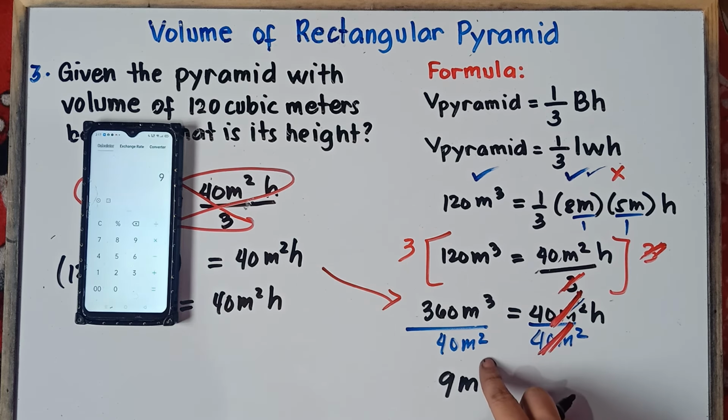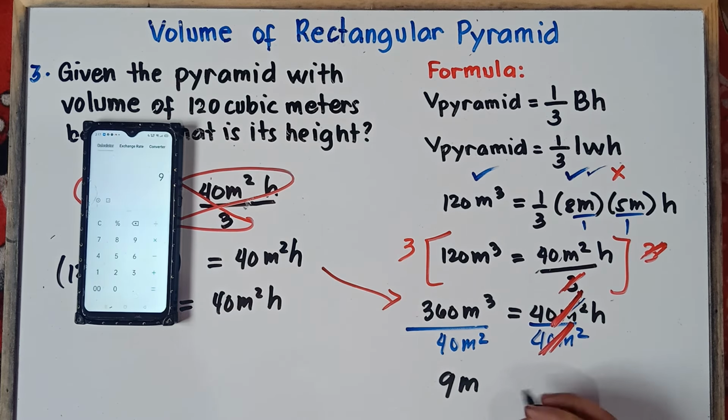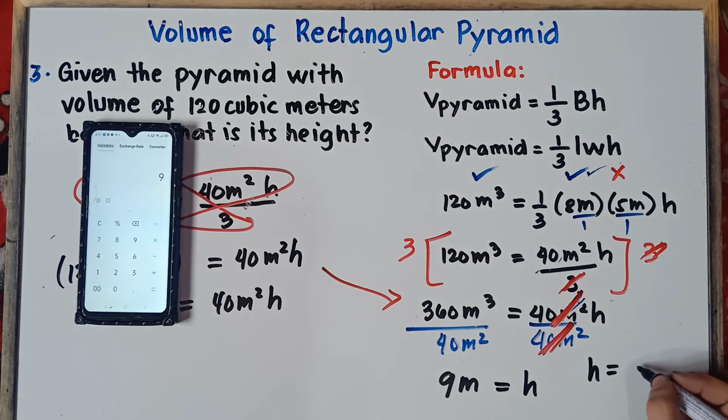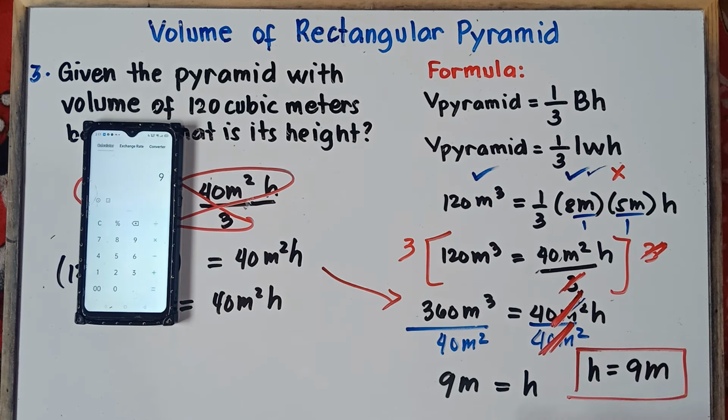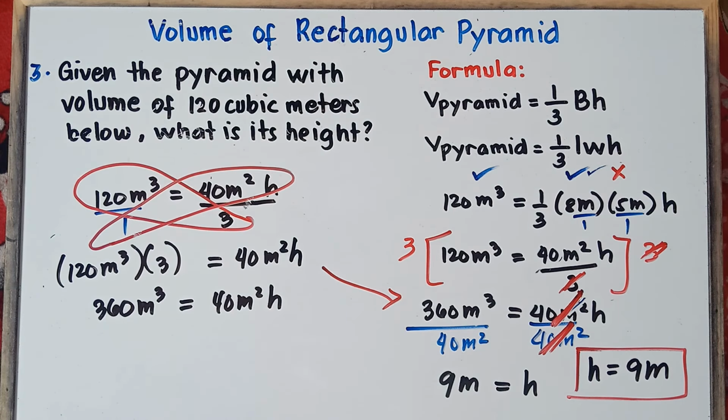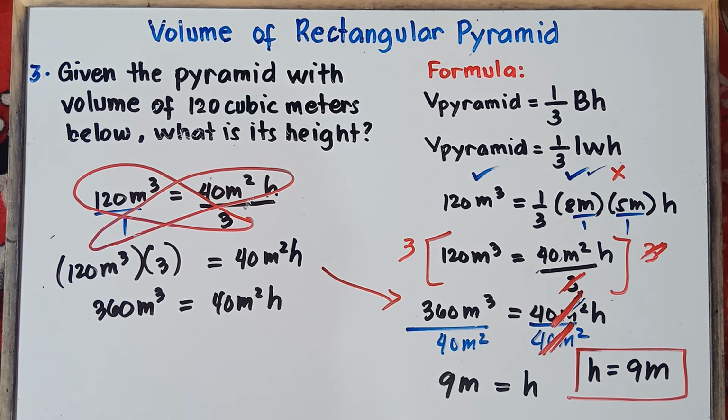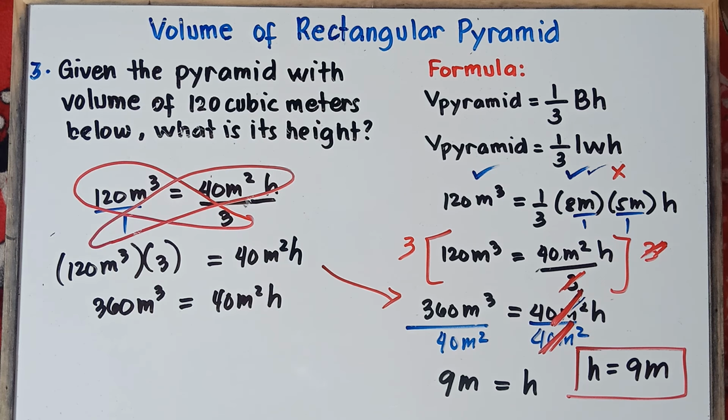Understood that there's 1 here. So that would be 9 meters equals h. That's it, class. So the height is equal to 9 meters. All set. That's the answer for number 3. Easy as that, class. Quite tricky, right, for number 3? But we need to do it, class, step by step.